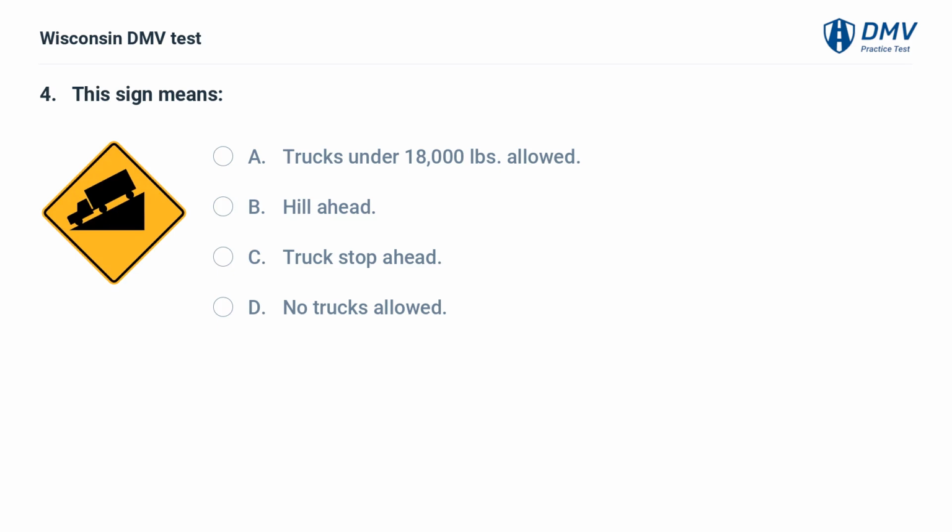This sign means A. Trucks under 18,000 pounds allowed. B. Hill ahead. C. Truck stop ahead. D. No trucks allowed. B. Hill ahead. This sign warns that there is a steep hill ahead.